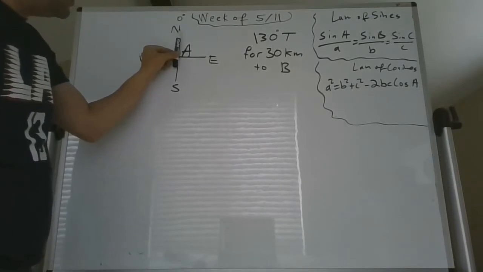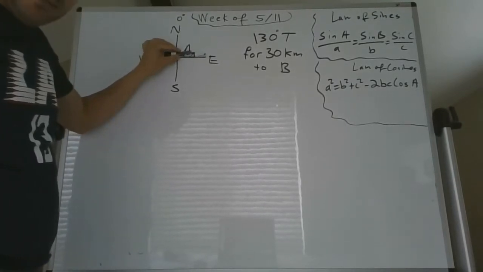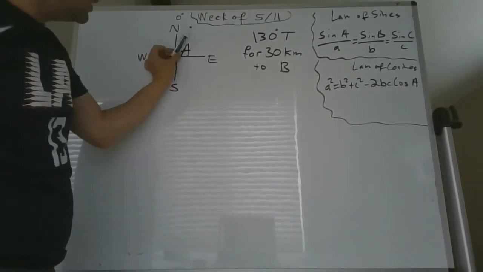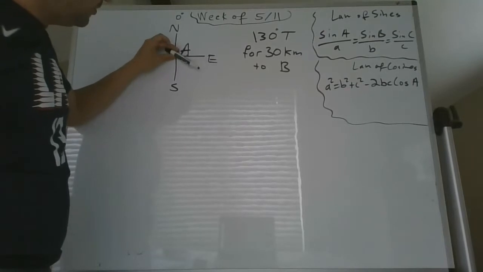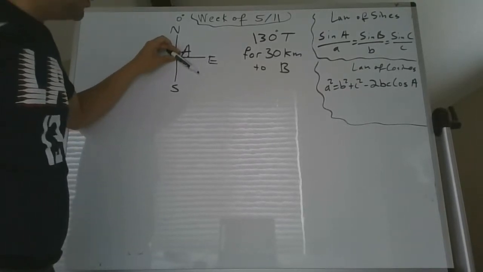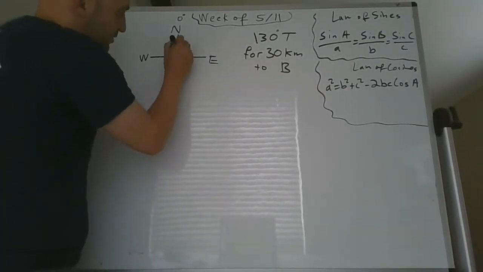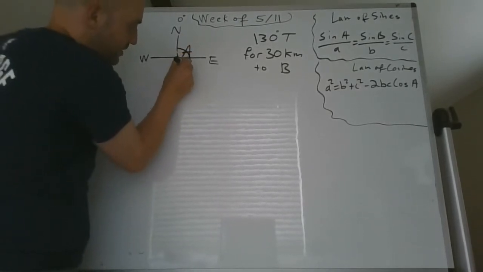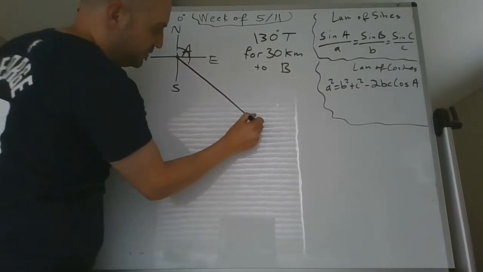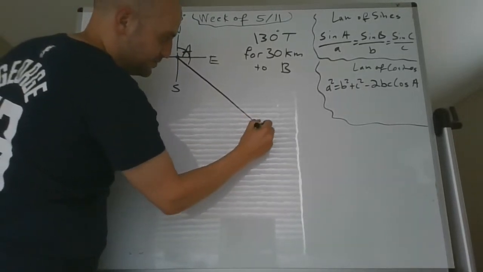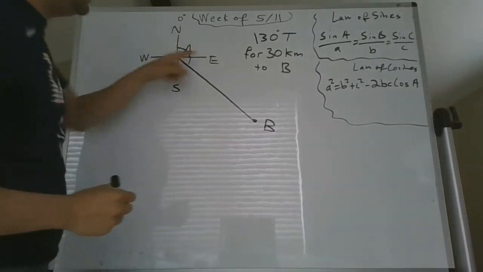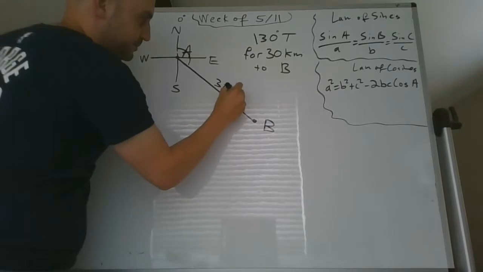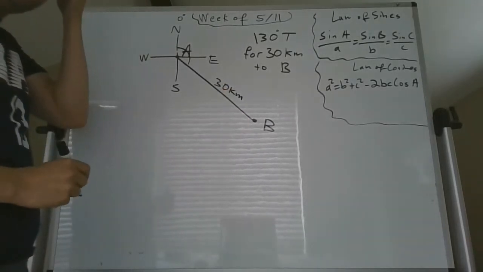So let's think about this for a second. If I go this much, that's 90 degrees. If I go this much, that's 180 degrees. So 130 degrees approximately, I'm just going to draw a diagram for our purposes. 130 degrees is going to be somewhere here. It's going from here to somewhere here, which is 130 degrees, and it's going to point B. And it is 30 kilometers to point B.